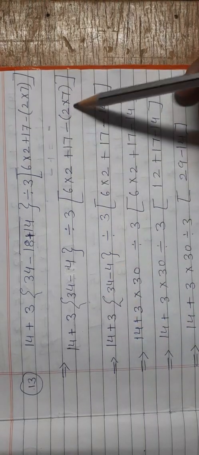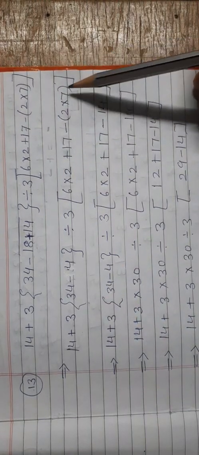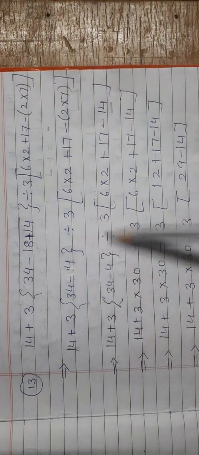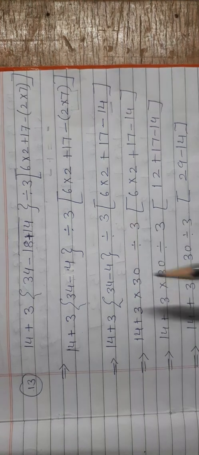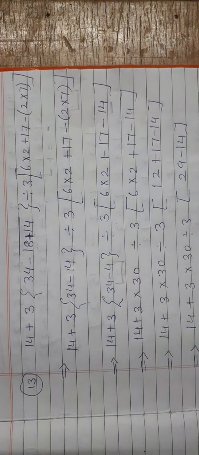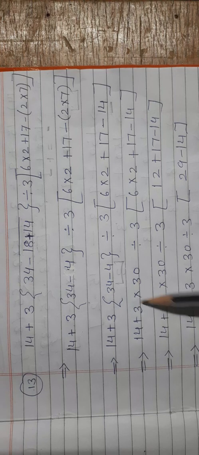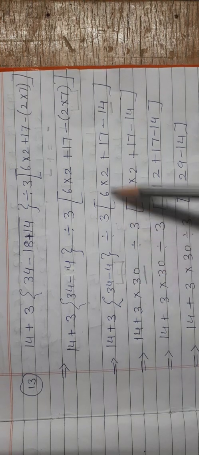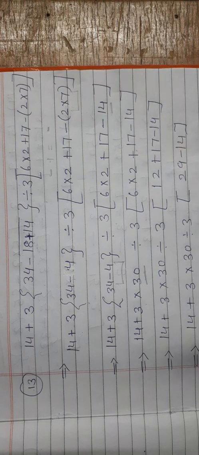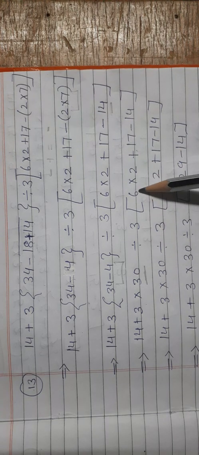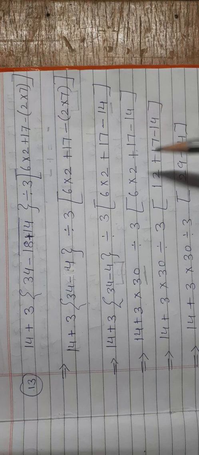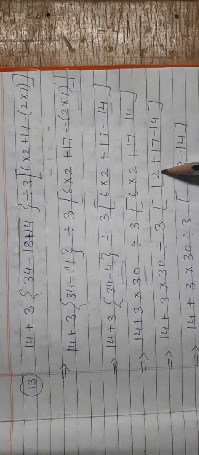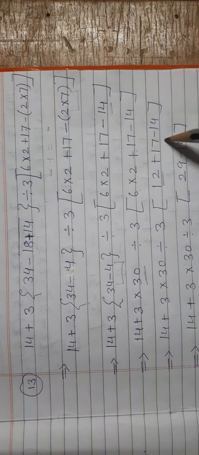Now we have to solve small bracket. 7 into 2 is equal to 14 and keep the remaining digits same. Now in next step we have to solve curly bracket. Now 14 plus 34 minus 4 is equal to 30 and keep the remaining digit same. Now in next step we have to solve big bracket, that is 6 into 2 is equal to 12 and keep the remaining digit same.